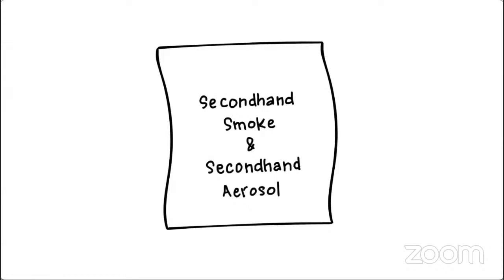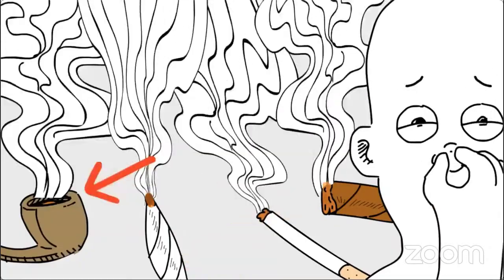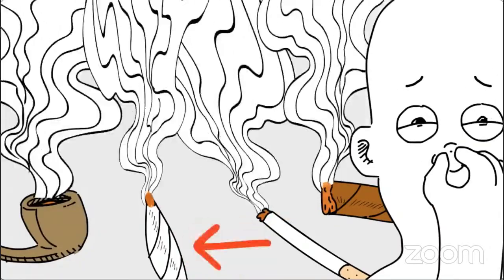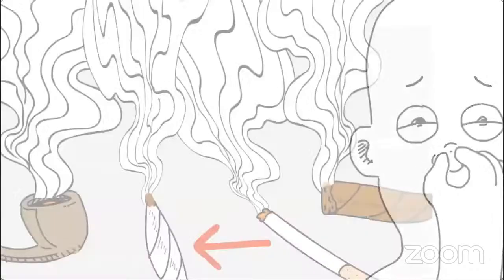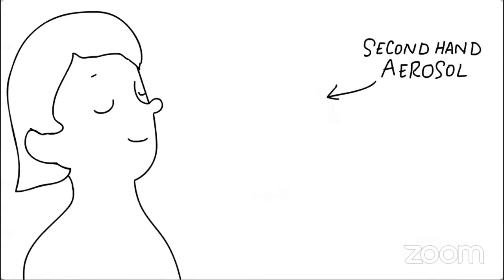So that we're all on the same page, let's start with secondhand smoke and secondhand aerosol. First of all, what are they? Secondhand smoke is the combination of smoke from a lit cigarette, cigar, other combustible tobacco products, or marijuana and the smoke breathed out by the user. Secondhand aerosol is the ultra-fine mist that users and those around them inhale and exhale while vaping.